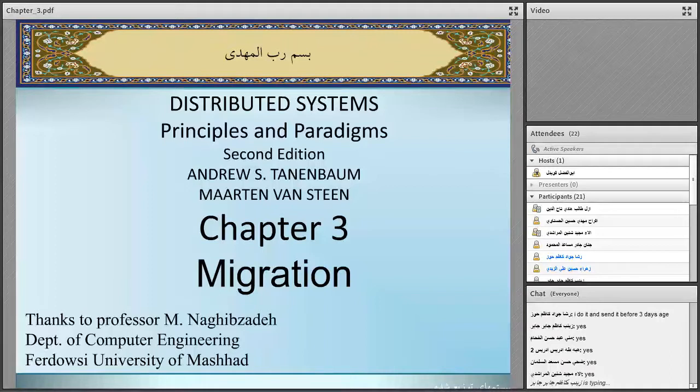So chapter 3, Bismi Rabbil Mahdi. In chapter 3, we want to discuss about migration. Migration, if you remember, is an important concept in distributed systems. It's very important in all distributed systems. What is migration? Can you remember? We talked about migration in previous sessions.